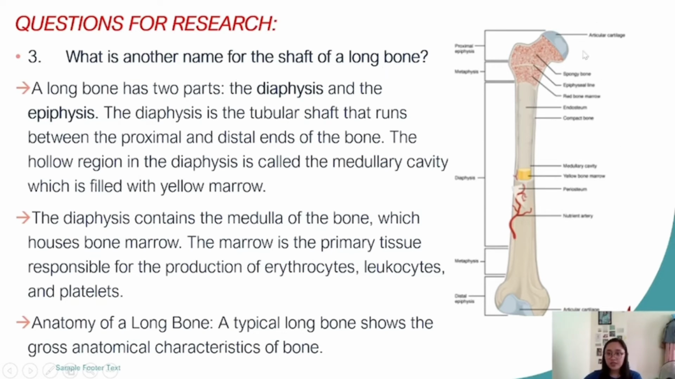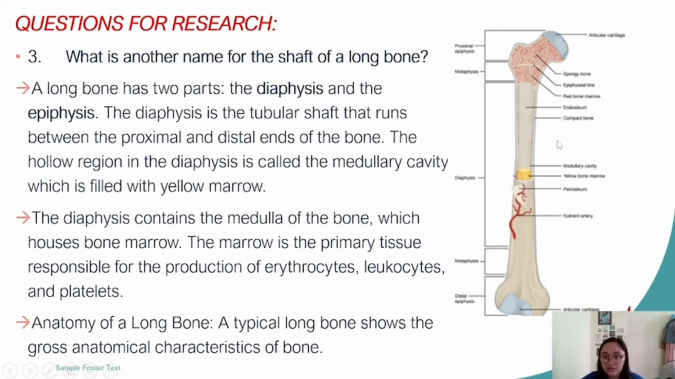Itong picture po na nakikita niyo sa gilid is an example of a long bone. A long bone has two parts, the diaphysis and the epiphysis. Diaphysis is the tubular shaft that runs between proximal and distal ends of the bone. The hollow region in the diaphysis is called the medullary cavity, which is filled with yellow marrow.